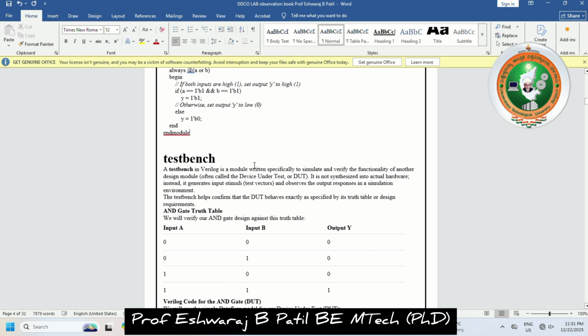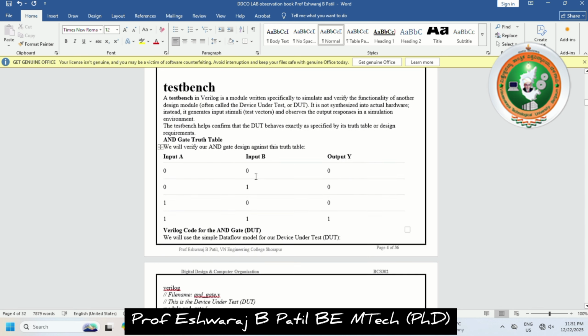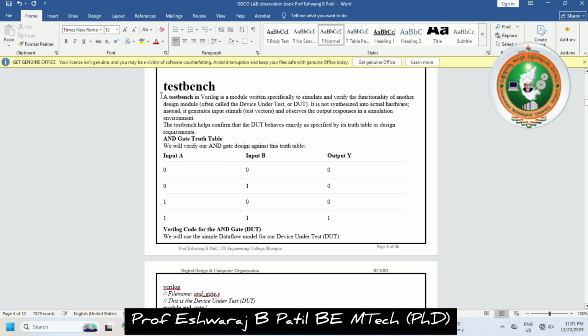Next is the test bench. How to write the test bench? What is the test bench? This is the input combination. The test bench in the Verilog model is written specifically to simulate and verify the functionality of another design. It is not part of the hardware design and is not synthesized in hardware, because we are only checking the results.